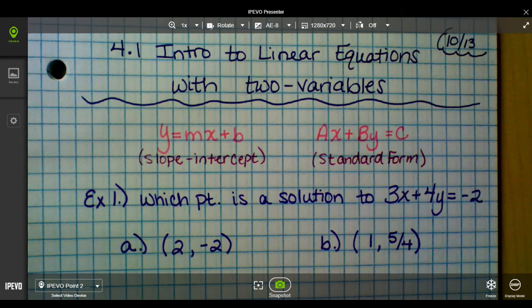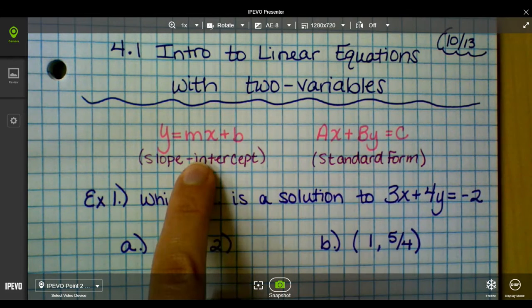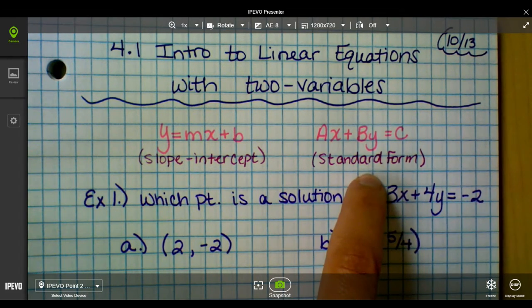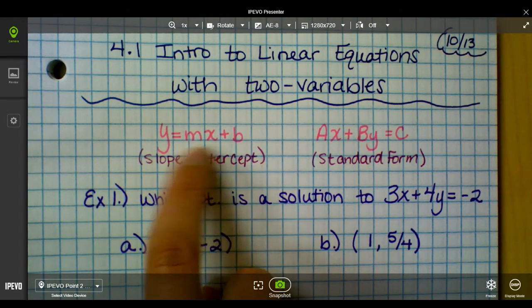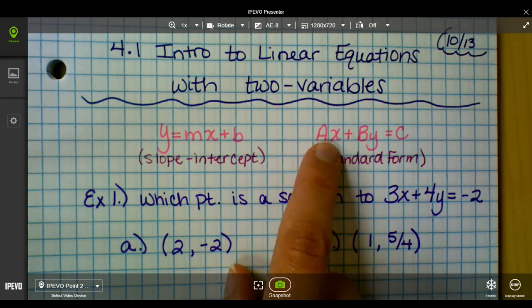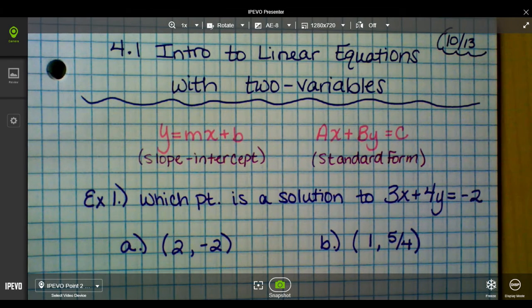So 4.1 is intro to linear equations with two variables. The two equations that we're mainly going to be dealing with over here, or formulas, are your slope-intercept form and your standard form. Slope-intercept form is y equals mx plus b, and standard form is ax plus by equals c.